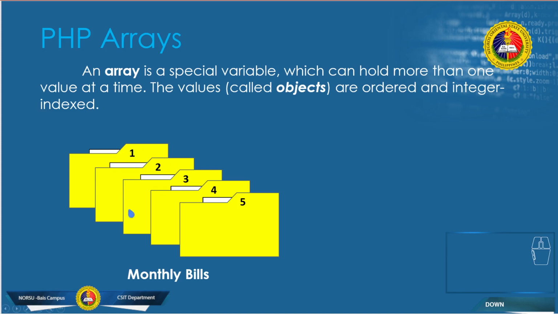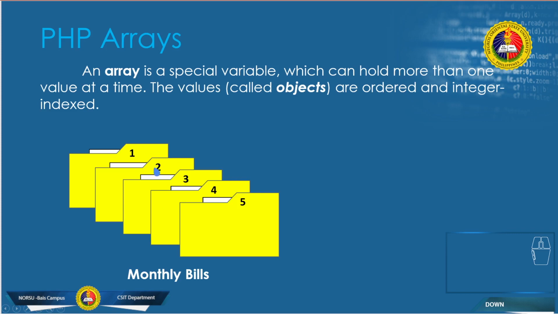And what is the index in this example? Where is the index? Anyone? In this example, in this monthly bills, where is the index? 1, sir. Okay, the numbers. All right? The numbers are the index, meaning depending on what you put in these objects.